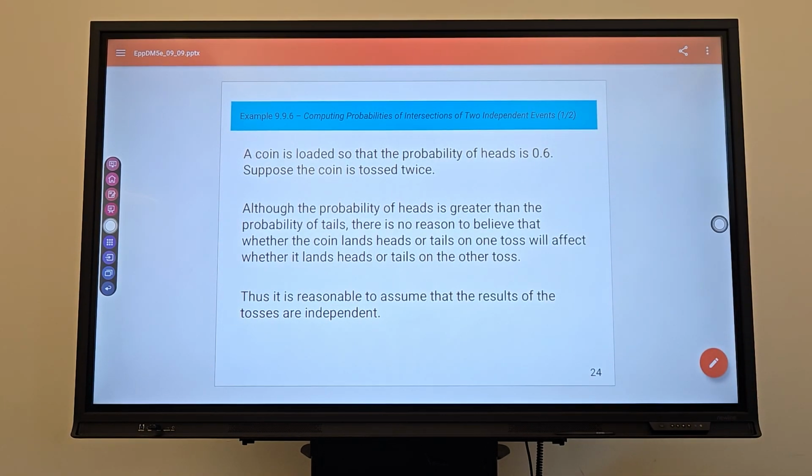A coin is loaded so that the probability of heads is 60%. Suppose the coin is tossed twice. Although the probability of heads is greater than the probability of tails, there is no reason to believe that whether the coin lands heads or tails on one toss will affect whether it lands on heads or tails on the second toss. Thus, it is reasonable to assume that the results of the tosses are independent.